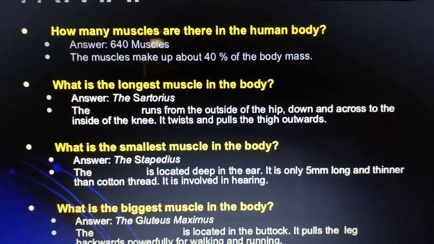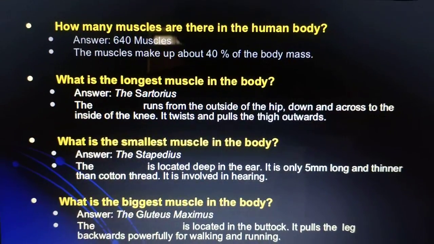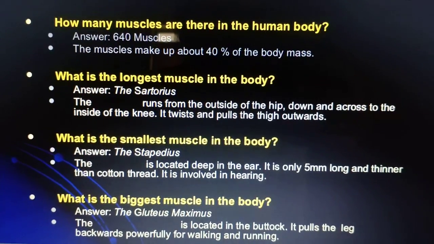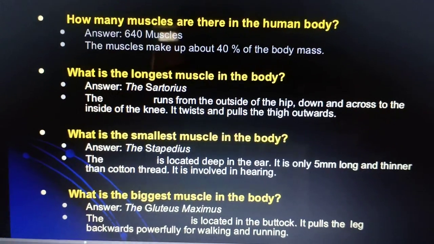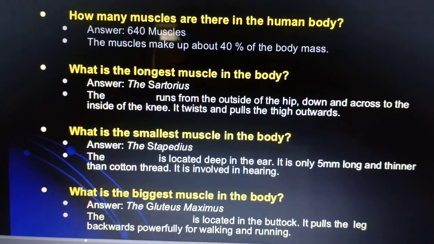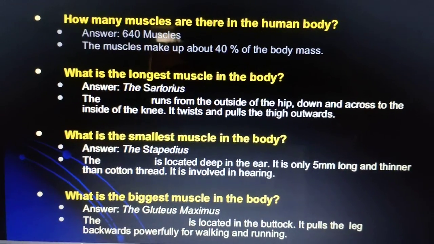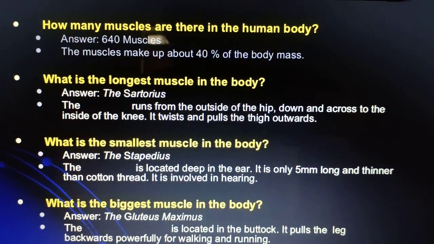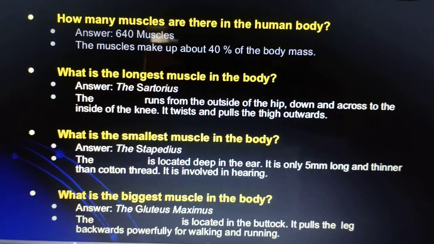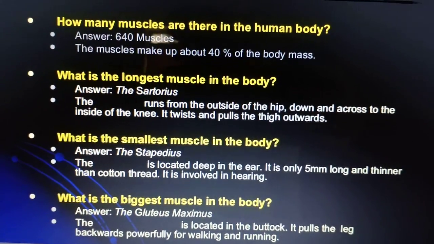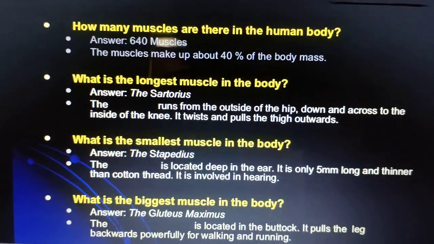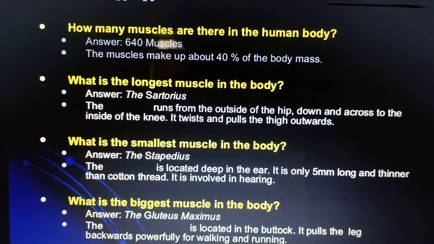Then the second question is, what is the longest muscle in the body? The longest bone is the femur, but what is the longest muscle? Yes, it is sartorius. It runs from the outside of the hip down and across to the inside of the knee. It twists and pulls the thigh outwards. Above the femur, we have the sartorius muscle. So the longest muscle is the sartorius.